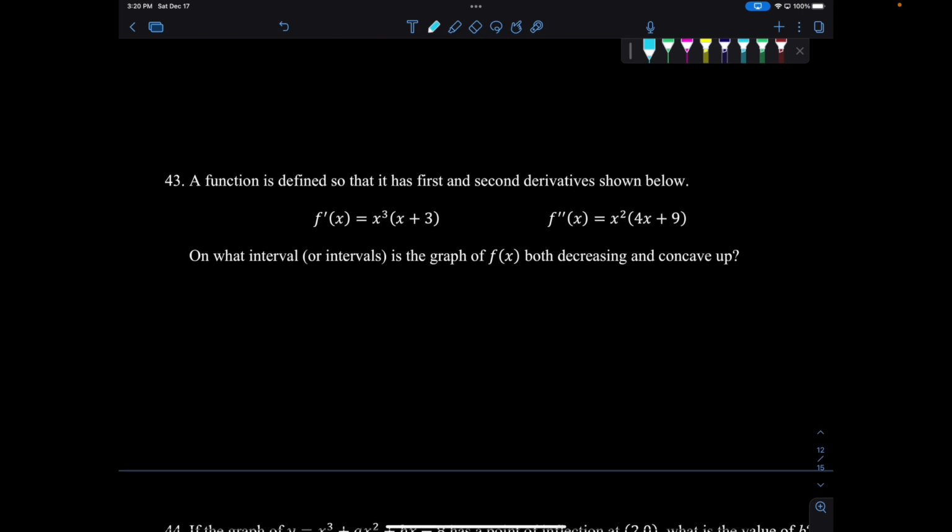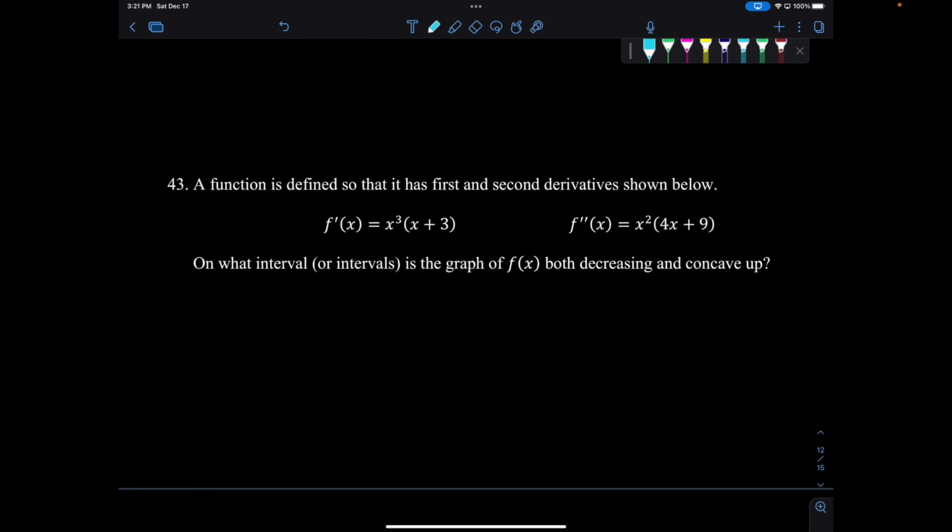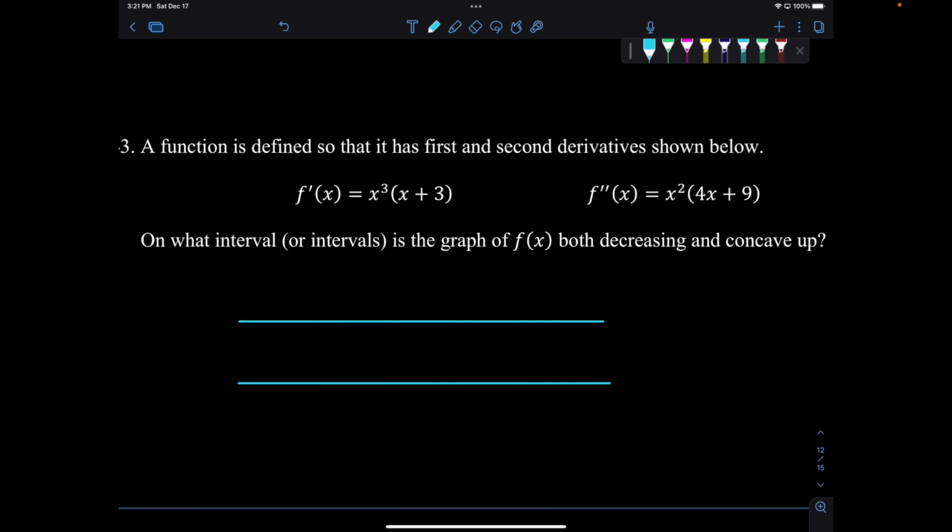43. A function is defined so that it has first and second derivatives shown below. On what interval or intervals is the graph of f of x both decreasing and concave up? As you can hear as I read the problems, you can get a sense. I'm not good at reading, I guess. Increasing, decreasing, and concave up, down. I just confuse them. And that's a problem. I don't confuse the concepts. I confuse literally the words when I read the words. It's the worst case scenario.